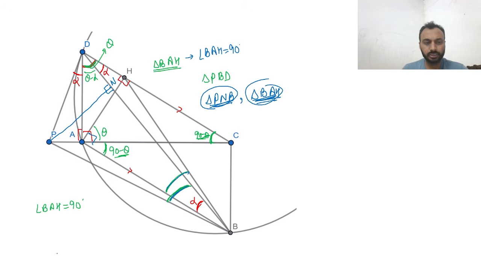Now, to make them similar, which sides should we use? As one angle is common in both of them, it is 90 degrees: angle HAB is 90 and angle PNB is 90. So that is fine. We just have to make the ratio of the sides the same, the sides which include this 90-degree angle.